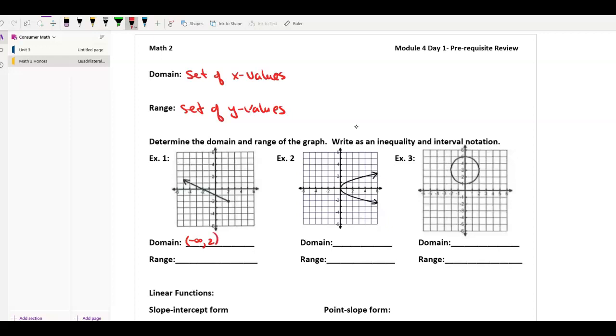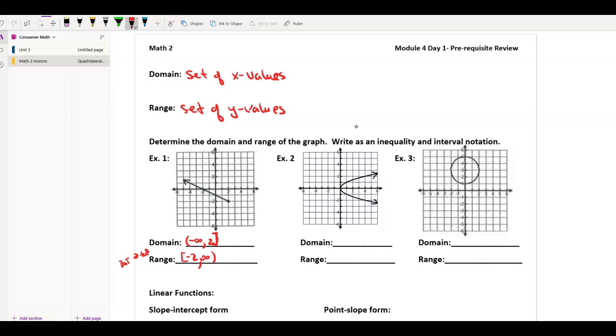My range, remember, we always go bottom to top. So where does this start on the bottom? It starts, and we're going to go square bracket. Oh, sorry, this should be a square bracket. Square bracket, -2. And if it goes up forever and ever, it goes to infinity.